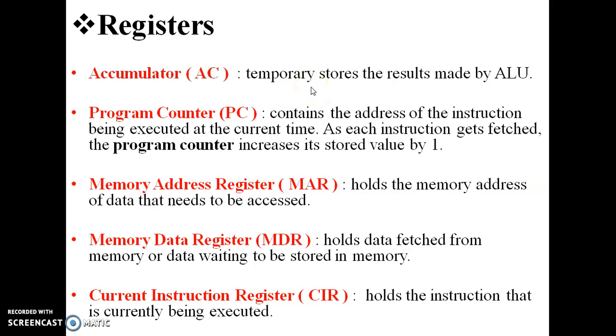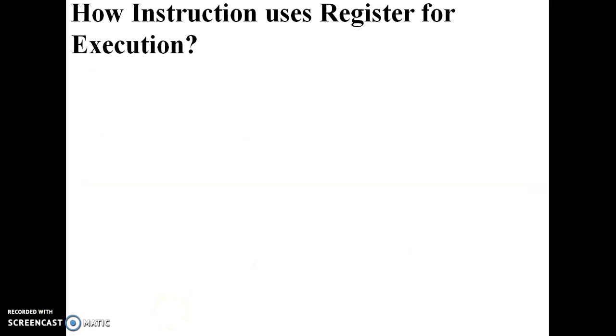Then we have the memory address register. Memory address registers will store the address of the memory locations that need to be accessed. Memory data register. Memory data registers are the registers which will store the data which is stored at a particular memory location. Then we have the current instruction register. This current instruction register will store the current instruction that is being executed.